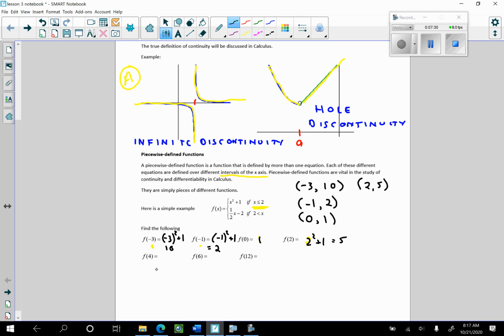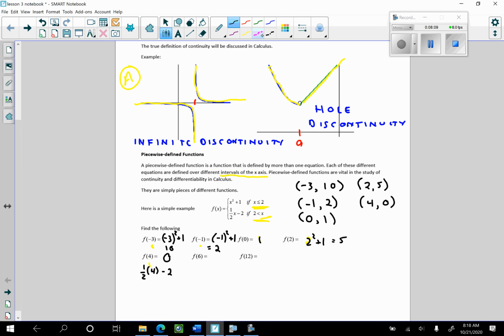Now I want f of 4. Where is 4? 4 is over here, greater than 2. So I'm going to put 4 into this piece right here. So f of 4 is going to be 1/2 times 4 minus 2. 1/2 times 4 is 2. Minus 2 is 0. So that gives me another point on the graph. Let's label that point over here, 4 comma 0. That's going to be an x-intercept of this particular graph because it has a y-coordinate of 0.